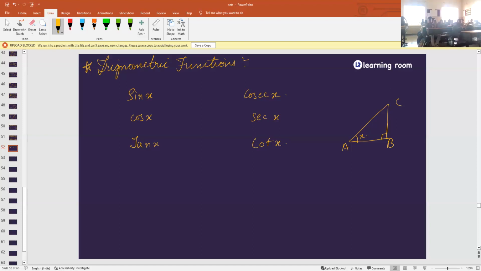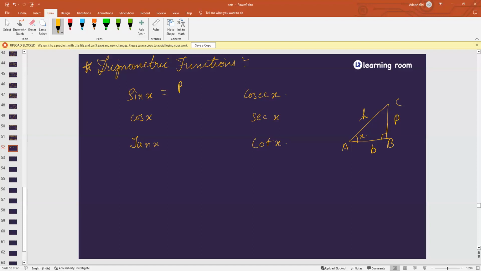According to this, sin x will have the ratio of P by H, cos will have the ratio of B by H, tan will have the ratio of P by B. Cosec, just the reverse of it, H by P, sec H by B, and cot B by P. These are some trigonometric functions. We need to study them in detail. All right.